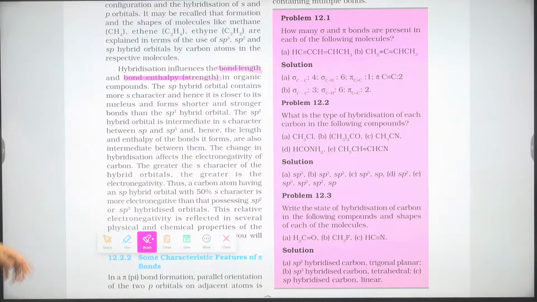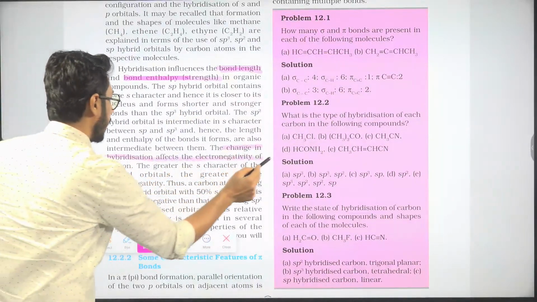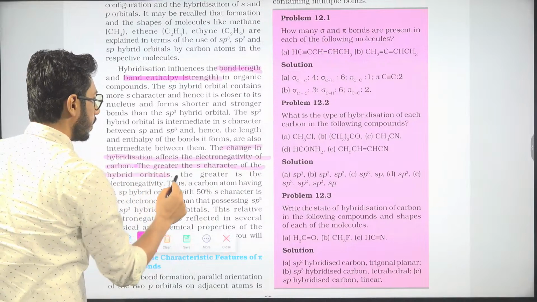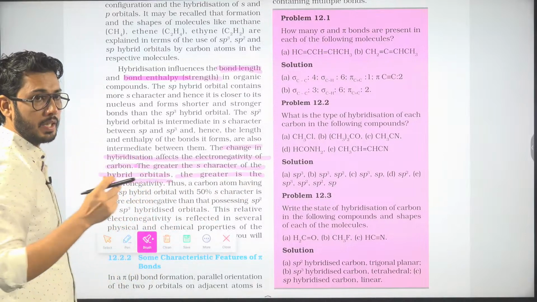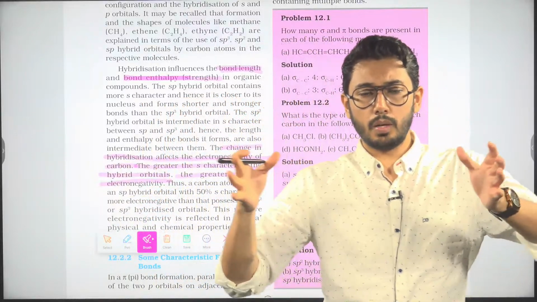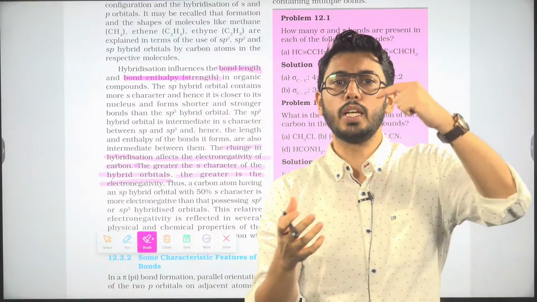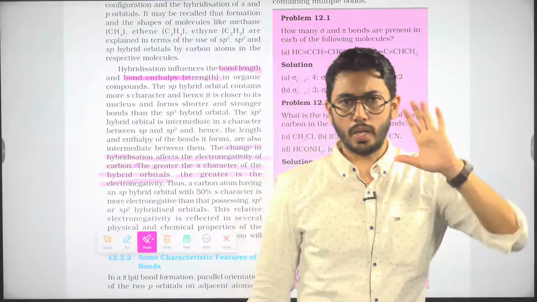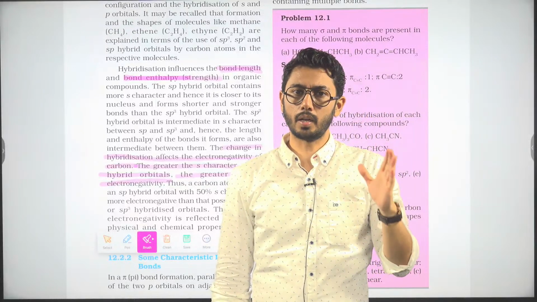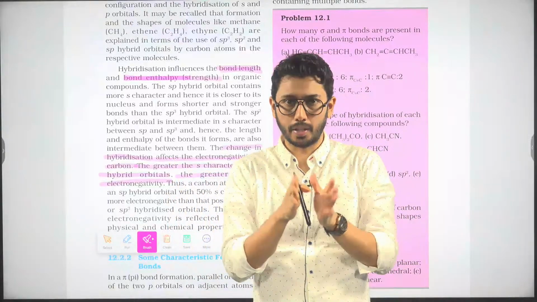Then, how the change in hybridization affects the electronegativity of the carbon. Greater the s character, greater is the electronegativity. Means as percentage s character increases, electrons are more tightly bound to the nucleus, more attraction, and hence electronegativity increases. So as percentage s character increases, electronegativity of carbon also increases. It also forms stronger bonds, hence bond length decreases.